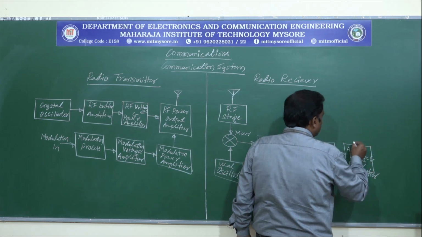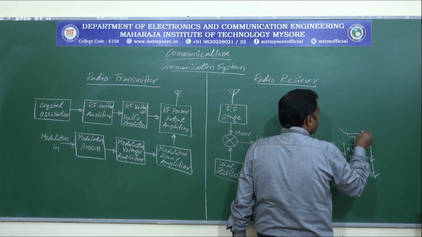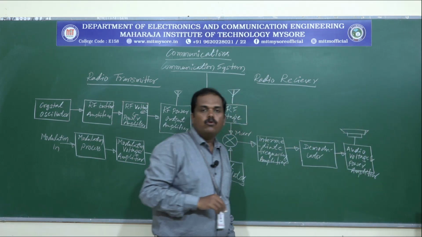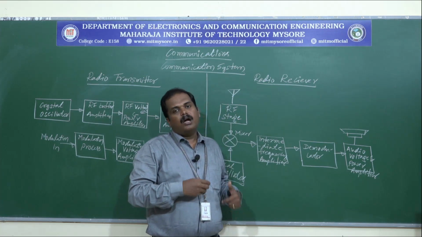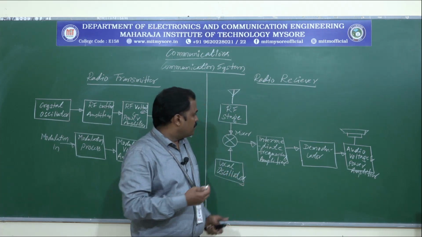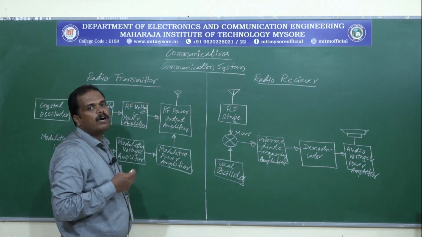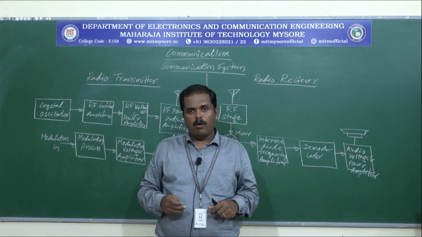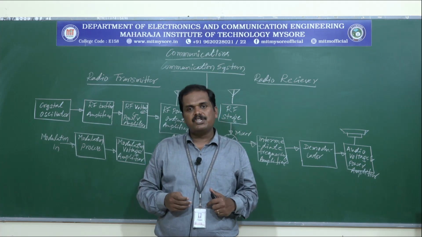Further this will be given to a transducer, as I said, in this case a loudspeaker. This is going to convert the electrical signal into an audio signal. So this is the block diagram of a typical radio receiver, and this is the block diagram of a typical radio transmitter. These are the things involved in any electronic or electrical communication system.